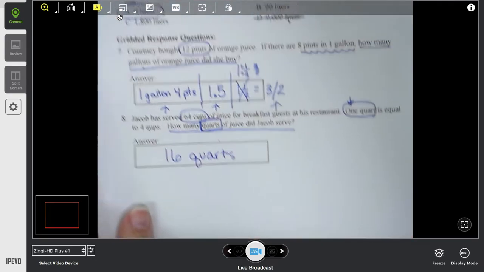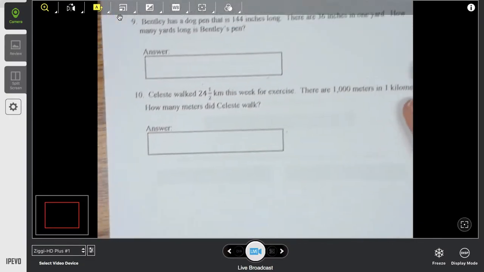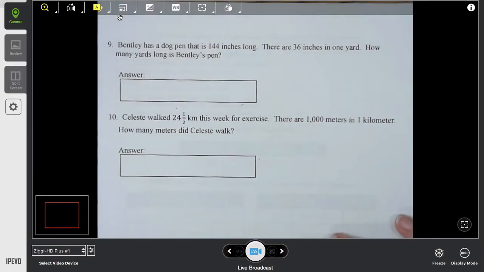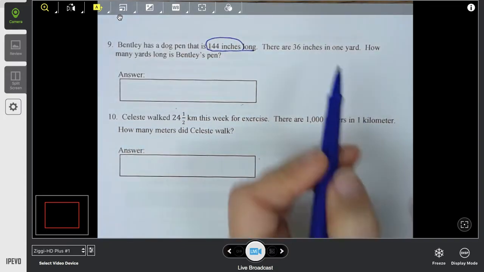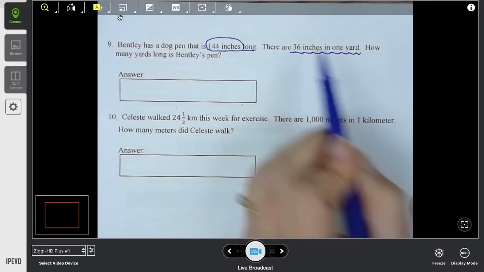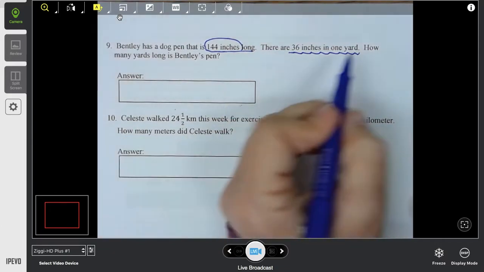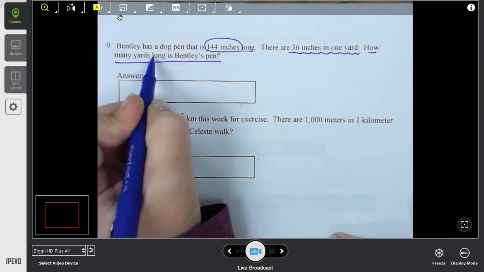Excellent. All right, let's go over to number 9. Bentley has a dog pen that's 144 inches long. 144 inches. Here's my conversion. 36 inches equals 1 yard. How many yards is Bentley's pen?